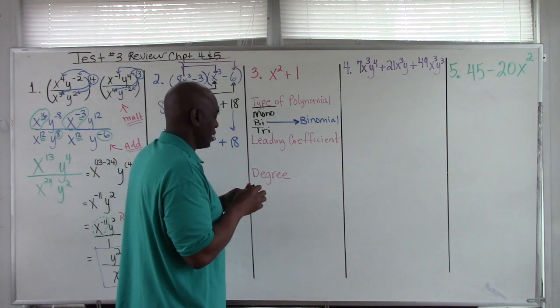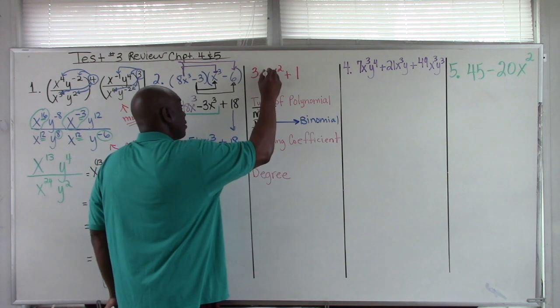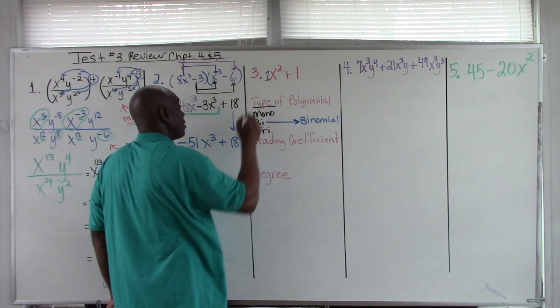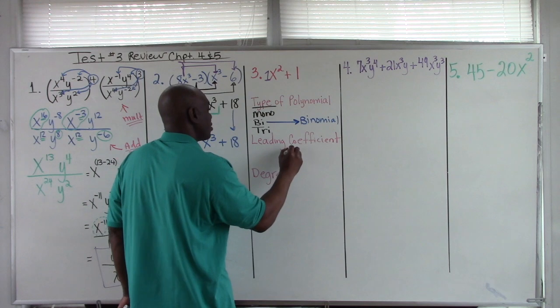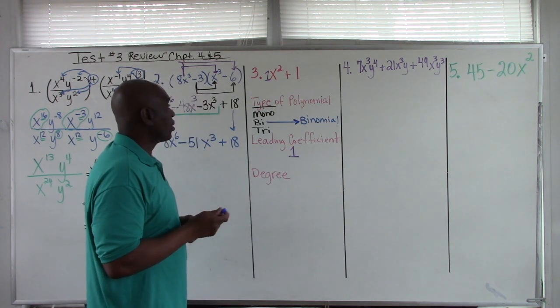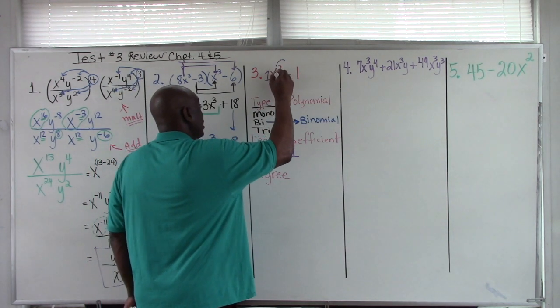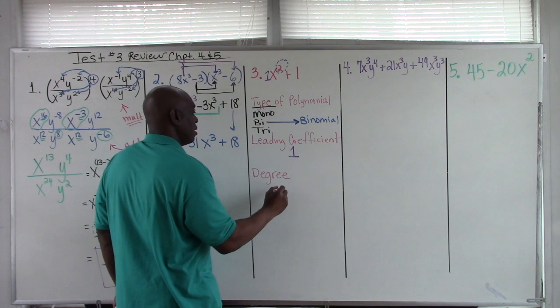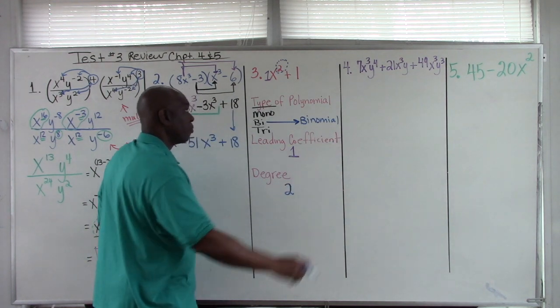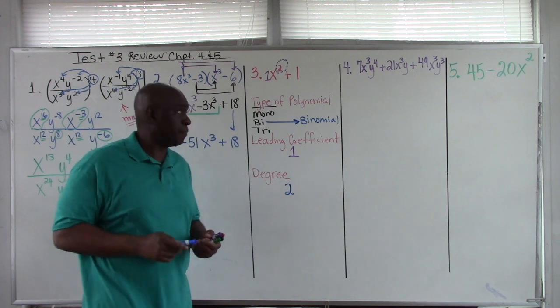All right. Leading coefficient. What's the first thing you see? With a leading coefficient here, there's a 1 right there in the front. That's the leading coefficient. Leading coefficient is 1. Okay? What's the degree? The degree is the highest or the leading power. The degree is 2. I'm finished with that.